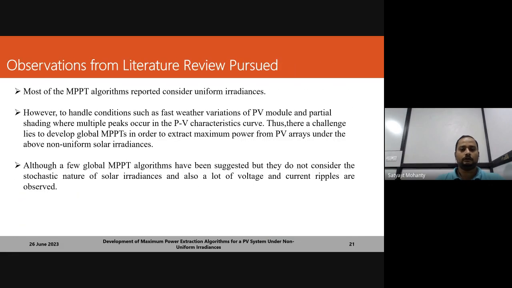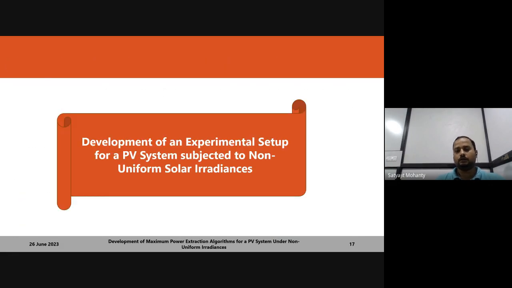So these are some of the reviews. I won't go into them. First of all, I will show one of the experimental setups which we use for generating the maximum possible power. It may be for uniform or non-uniform conditions.